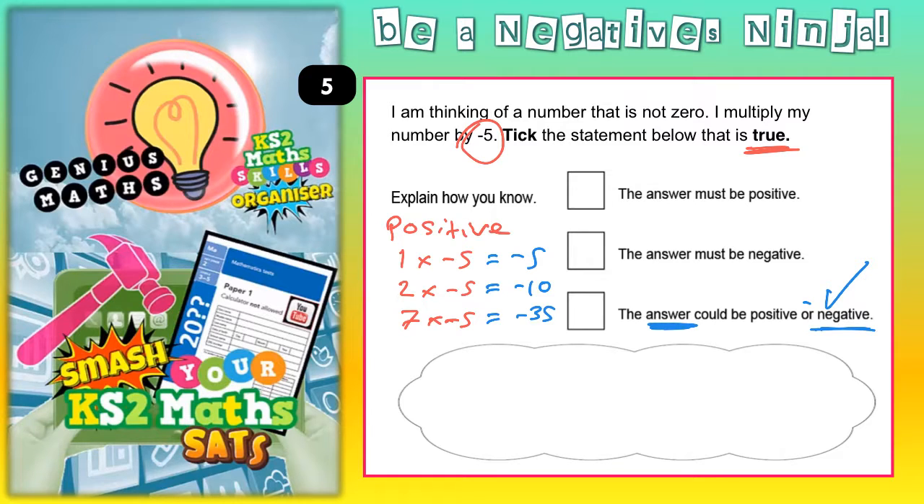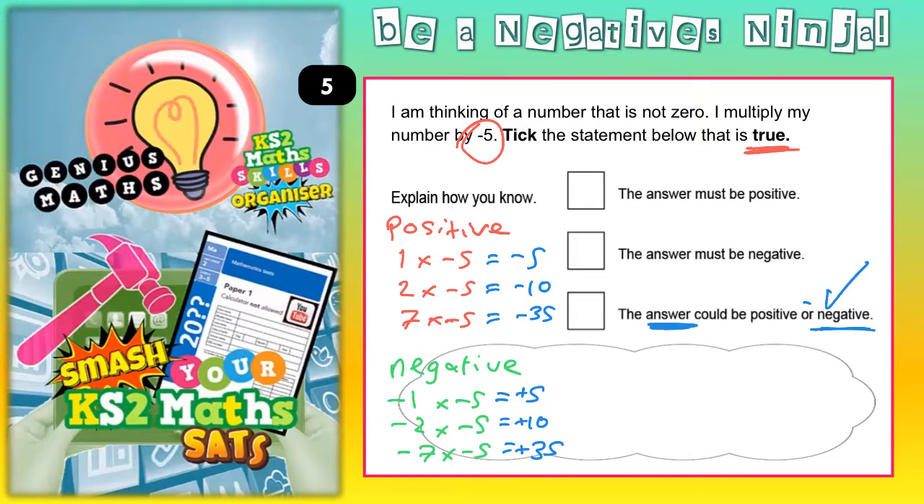Now let's have a look what happens if we multiply some negative numbers by -5. So we could have -1 times -5, -2 times -5, -7 times -5. Now in maths, if you multiply 2 negative numbers together, you actually get a positive answer. So 1 times 5 is 5, but because they're both negative numbers, the answer actually becomes positive, because 2 negatives make a positive if you're multiplying. 2 times 5 is 10, but because they're both negative, the answer becomes positive 10. And 7 times 5 is 35, but again, because they're both negative, the answer is positive 35.